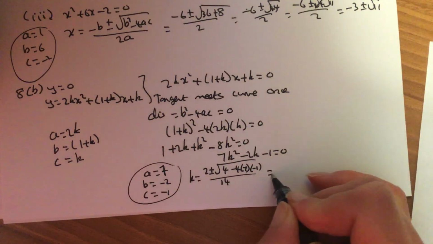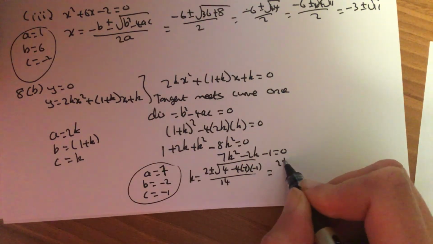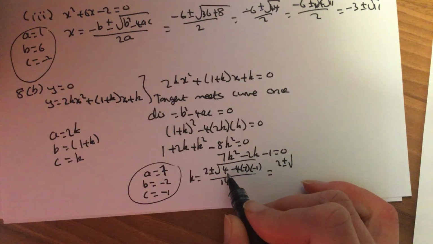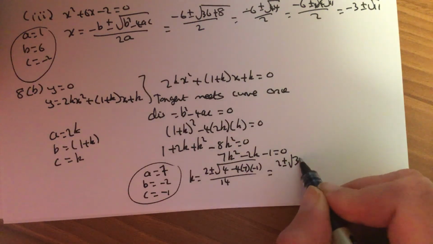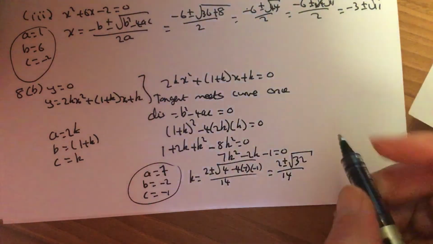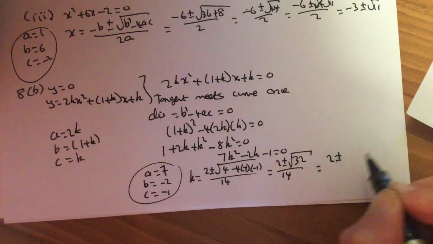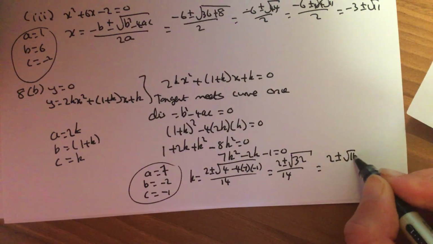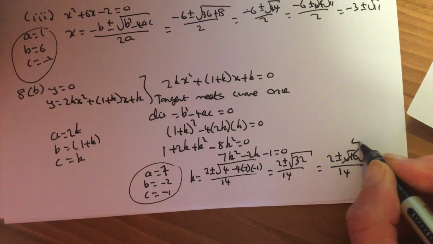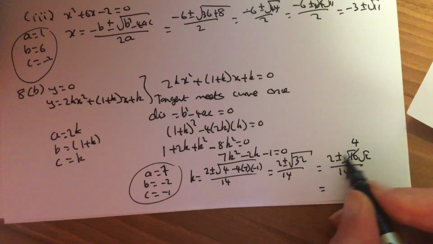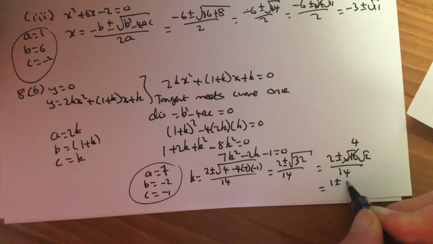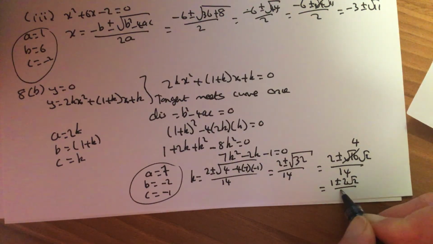And if you work that out, you get 2 plus or minus the square root of, that's plus 28, add 4 is 32, over 14. 32 is the same as 16 times 2, so 2 plus or minus the square root of 16, the square root of 2, over 14. The square root of 16 is an ordinary 4. Now you can divide all of the ordinary numbers by 2 and you would be expected to do that. So 1 plus or minus 2 root 2, over 7.